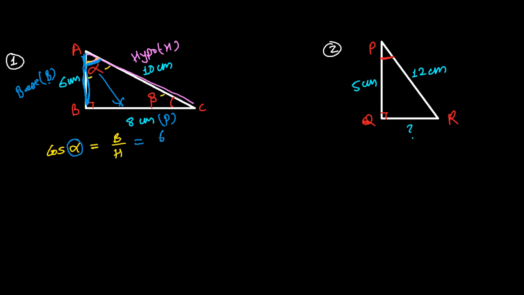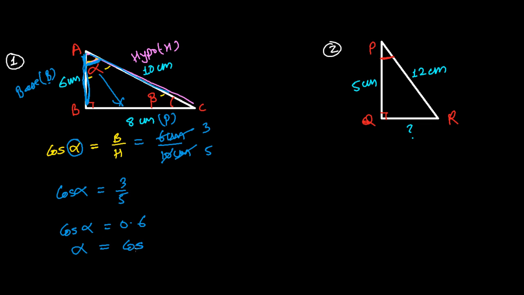And the base is here 6 centimeter, and the hypotenuse is here 10 centimeter. Centimeter cancels, 2 times 3 over 2 times 5, or further you can go into the point, then it will be 0.6. Then alpha will be, now you have to take the inverse of that, cosine inverse of 0.6.